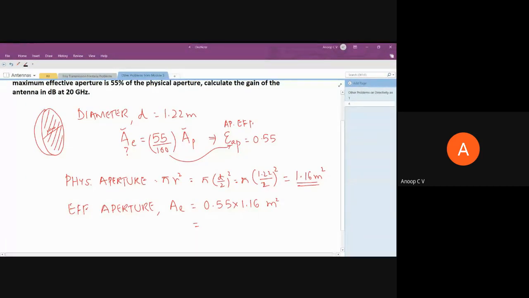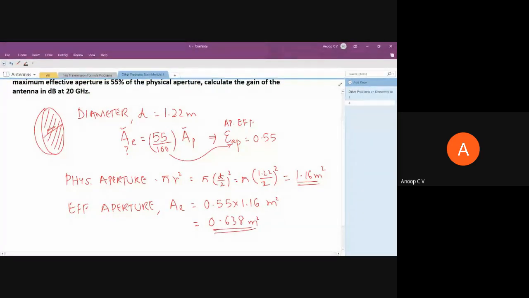Please do type in the chat window. Thank you, Pradiksha. So it's 0.638 meter square, right? Now maybe we can just quickly have a recap.